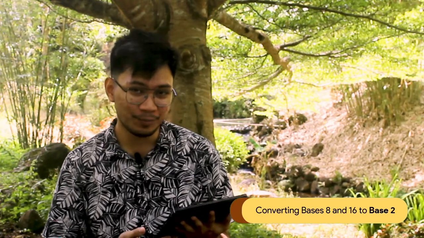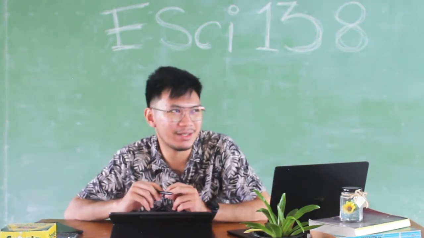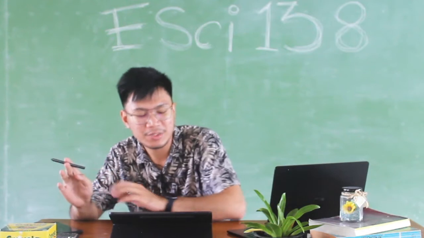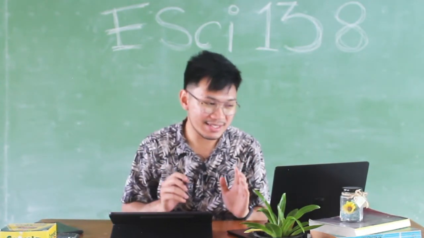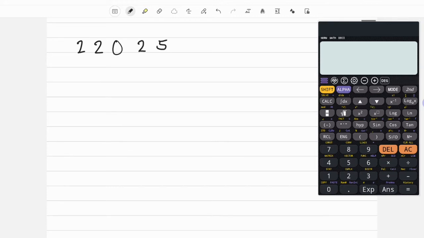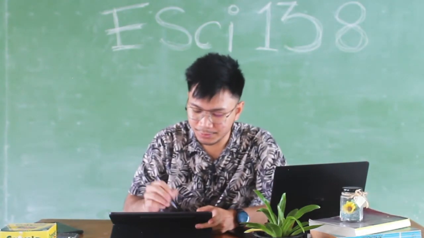Karon, how are we going to express octal and hexadecimal values into binary? Wala na tayo'y decimal, pero ang atong gigamit na karon kay ang octal o hexadecimal. Pwede man tanan nga base 8, base 16 i-convert into base 10, then into base 2, pero may shortcut, pwede ta mag base 8 or 16 into base 2. So let's have an example of a base 8: 2, 2, 0, 2, 5, 5. And again, this is in base 8. Now, I want to convert this one into binary.